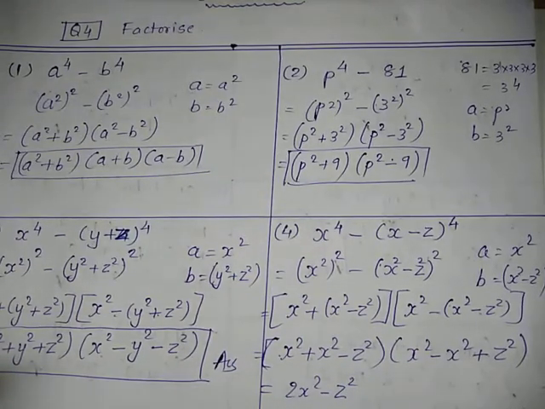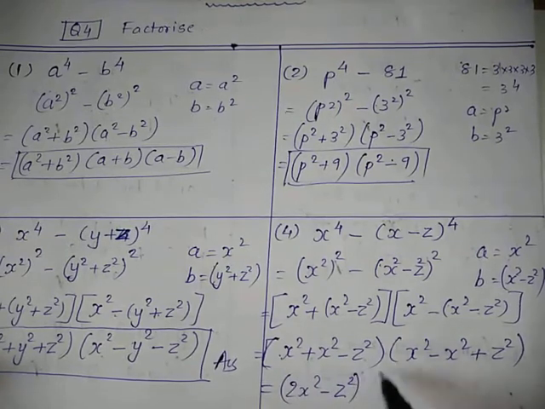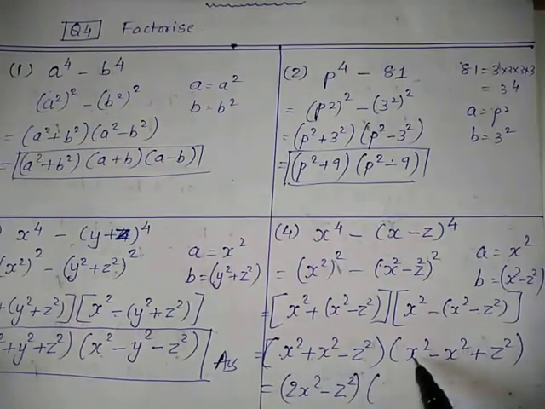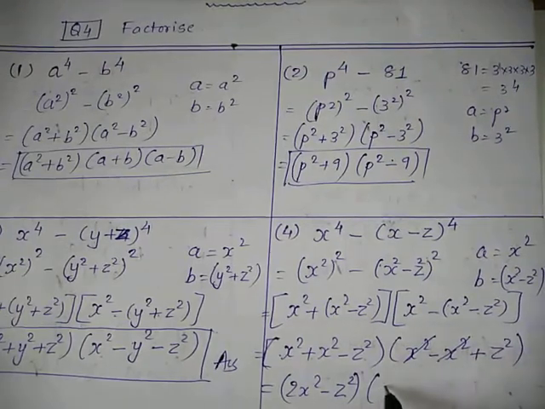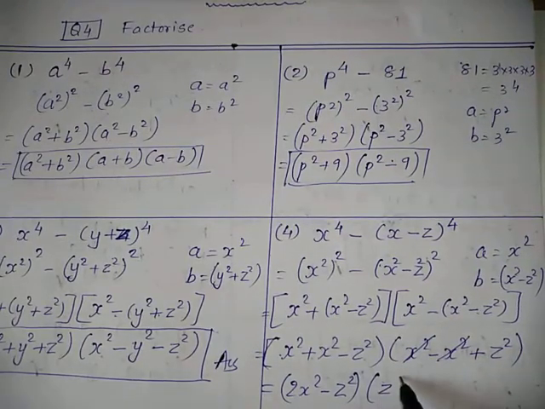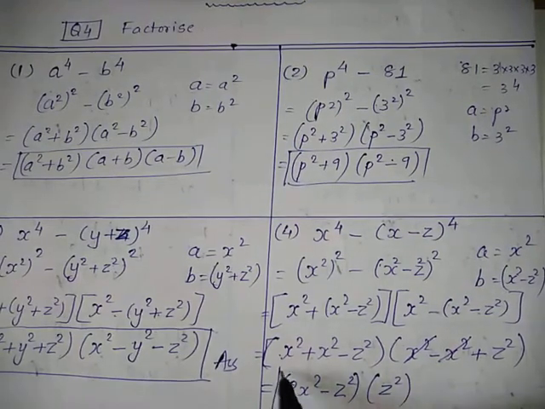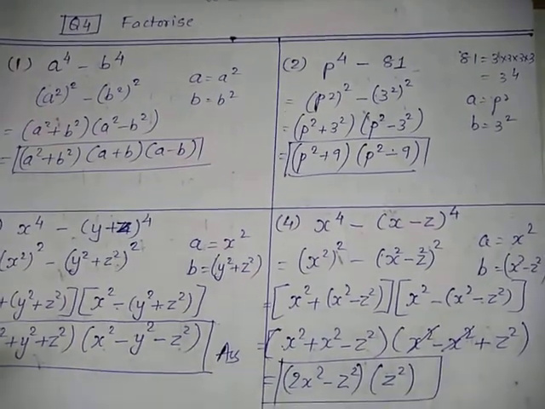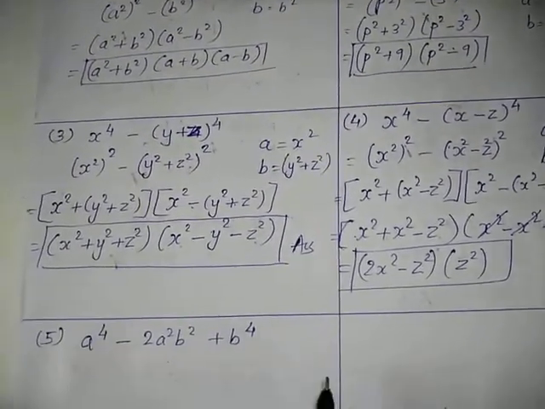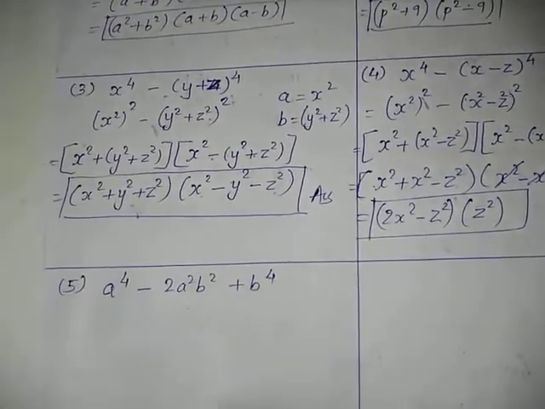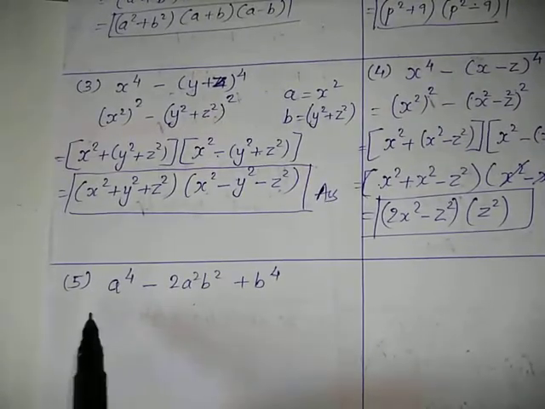Okay, in one bracket and another bracket you will find these two get cancelled, plus and minus. So it will be z square only. Plus z square means 2z square. Hope so clear to you all, and we proceed. And this fifth question is part of your homework. What to do? Let's solve it.